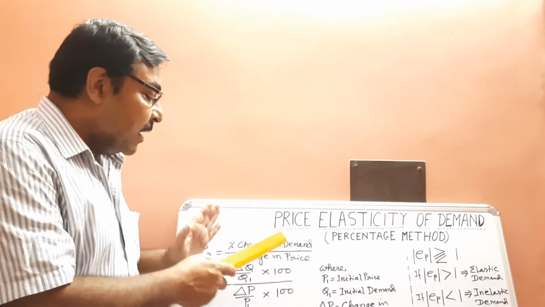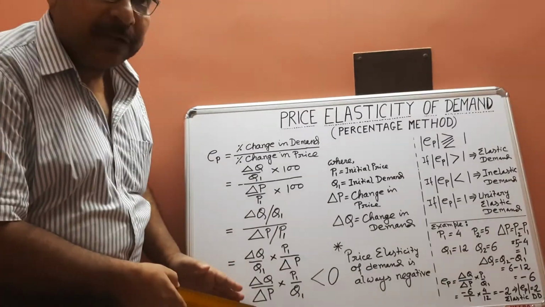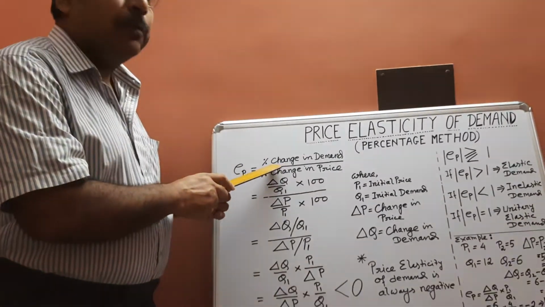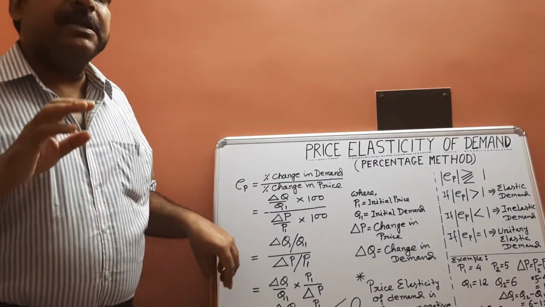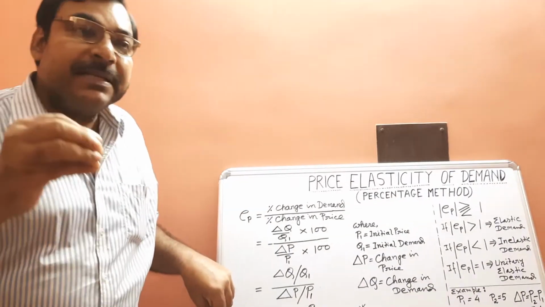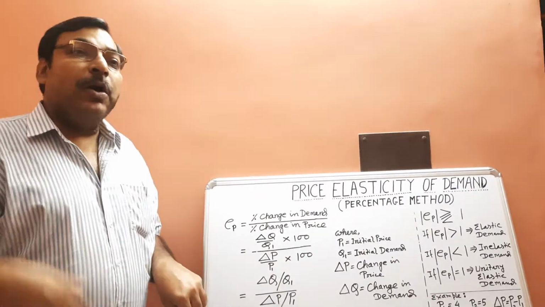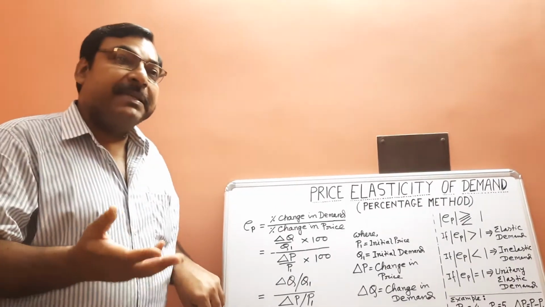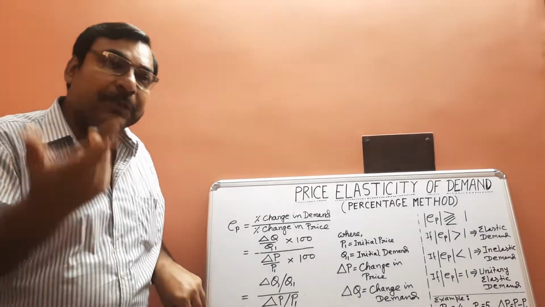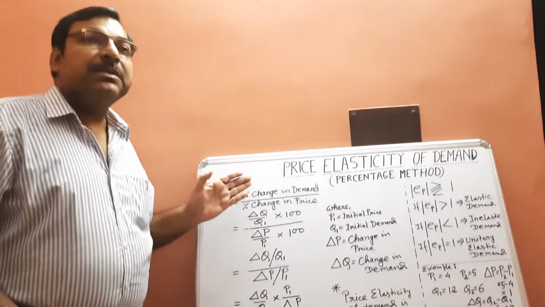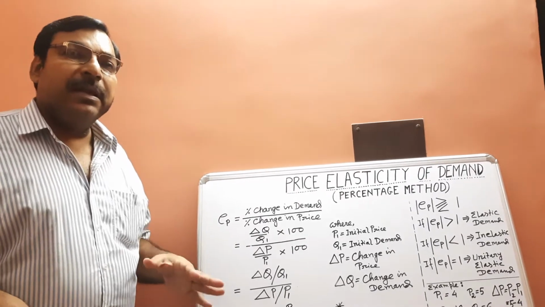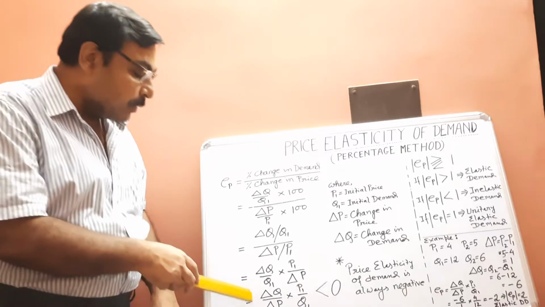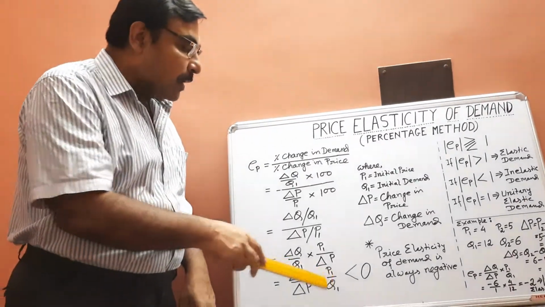From the original formula, we have derived another formula. So both formulas will be used. When will we use the original formula? If any information is given in percentage form, if percentage change in price is given to you, or percentage change in demand is given to you, or both percentage change in price and percentage change in demand are given, always we will use the original formula. Otherwise, in all other cases, this is our formula: delta Q by delta P into P1 by Q1.